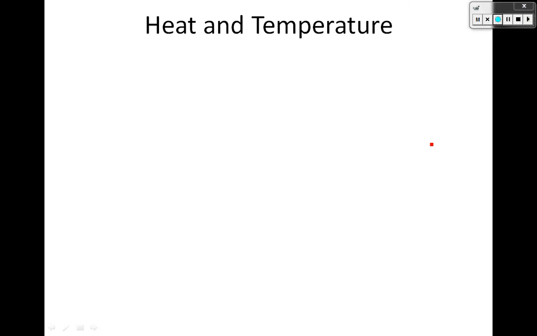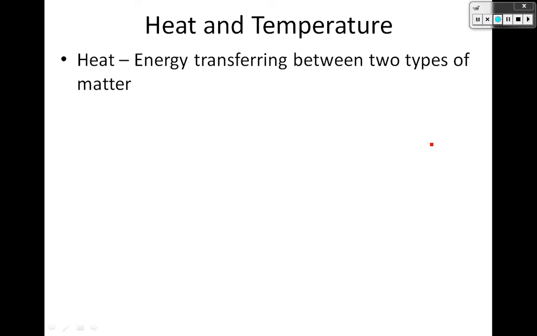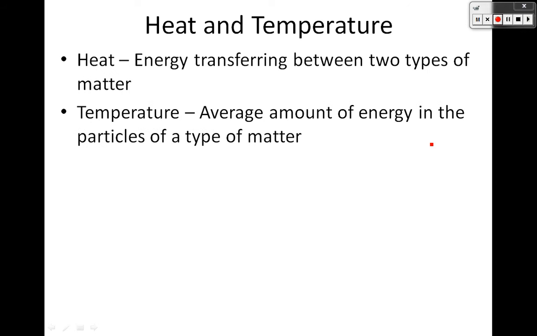All right, so now let's talk about heat and temperature and the difference between them. Heat is energy transferring between two types of matter. So, for example, if I am holding onto an ice cube, there is heat transferring from my hand to the ice cube. It's energy transferring. Temperature is the average amount of energy in the particles of a type of matter. So temperature is like how hot or cold the particles in that type of matter are. So heat is actual energy. Temperature is a measure of the average amount of energy.